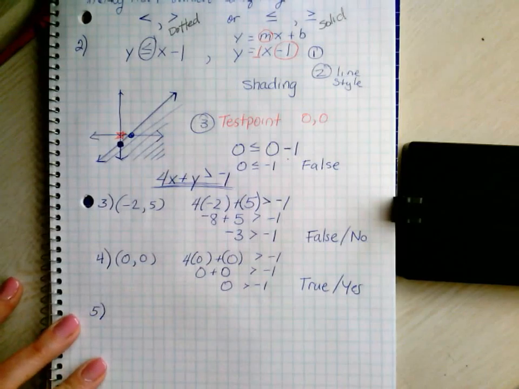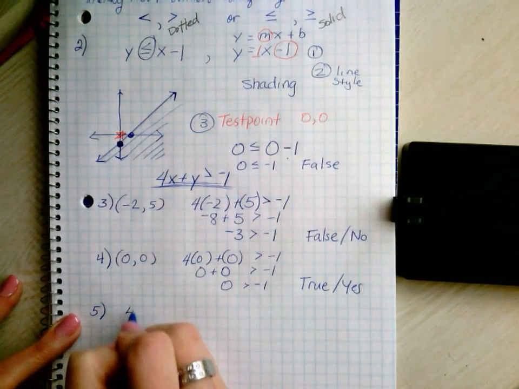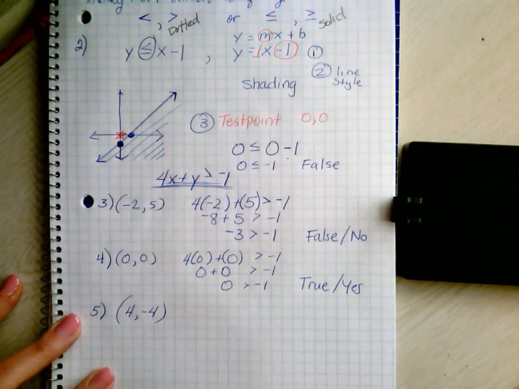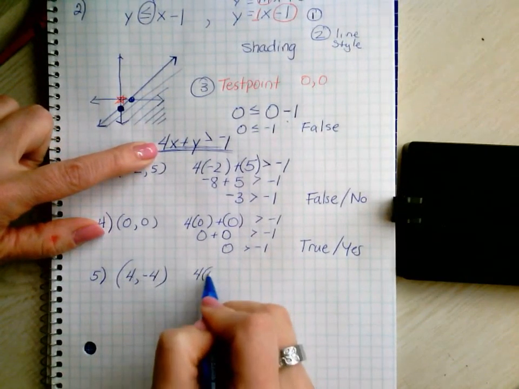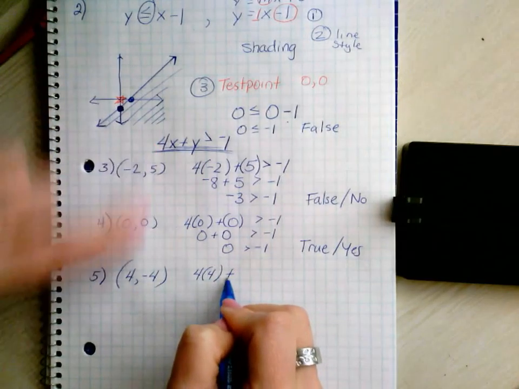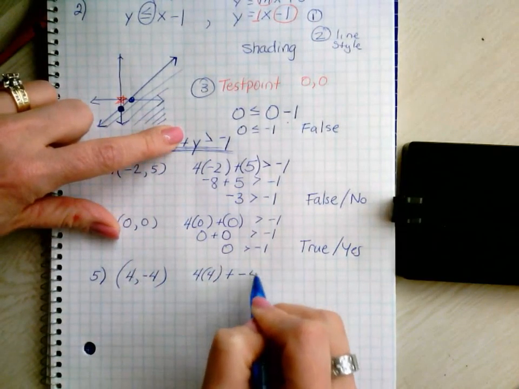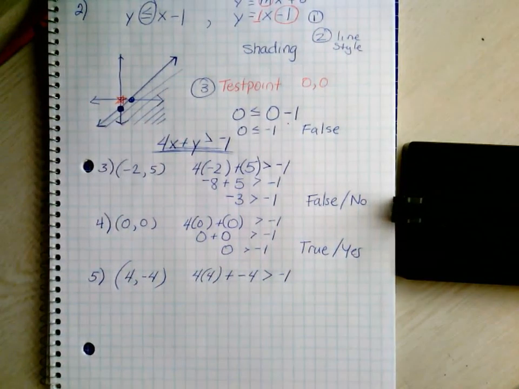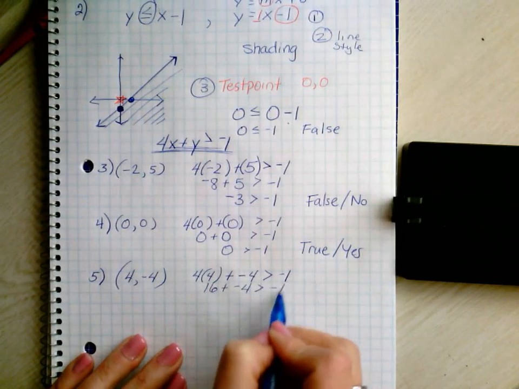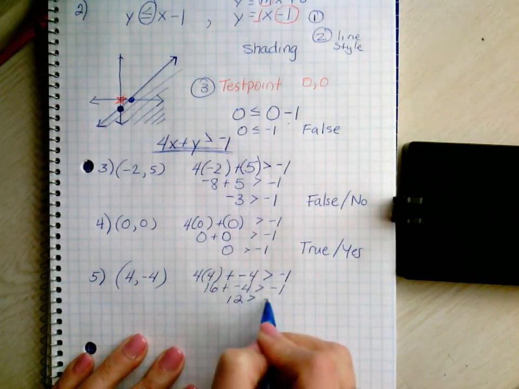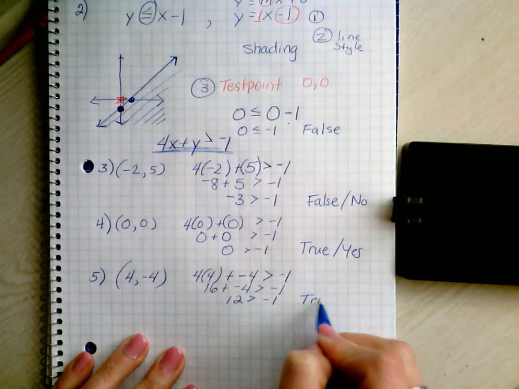Number 5, same inequality, new point: 4, negative 4. Okay? 4 times 4 added to negative 4 is greater than negative 1. Awesome. 16 combined with a negative 4. Some of you have already seen it. 12. True.